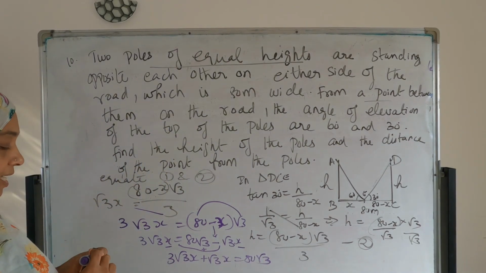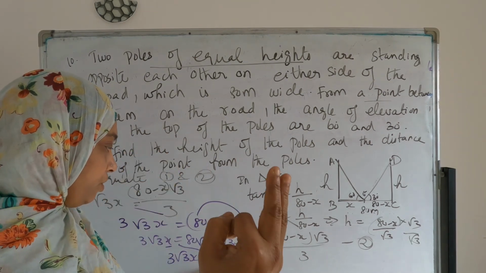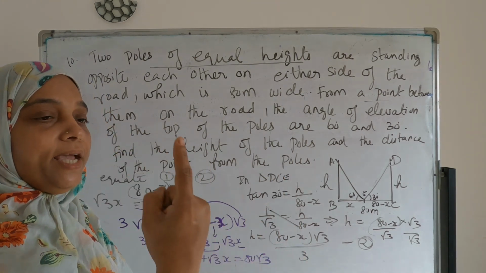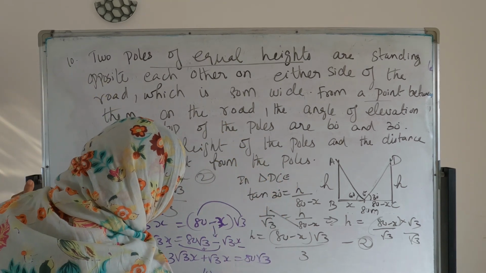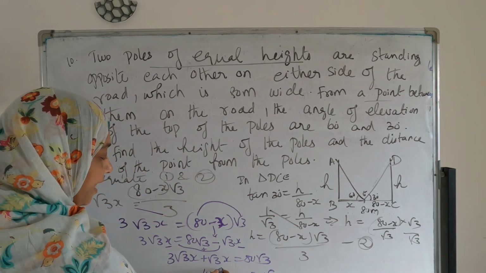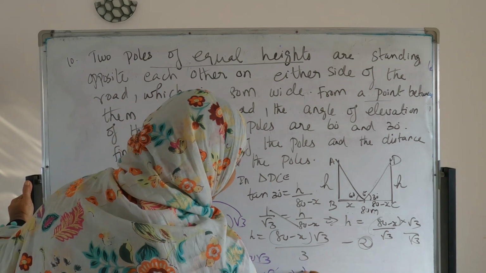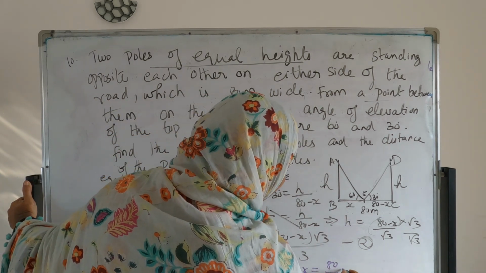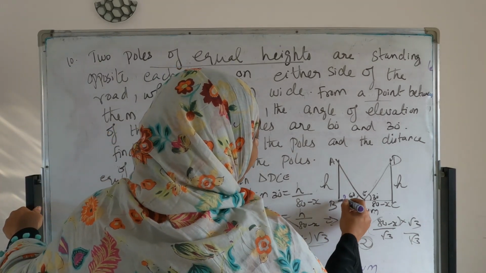So 3 root 3 plus 1 root 3, how much? 4 root 3. So 4 root 3x equals 80 root 3. Now cancel root 3, and x is equal to what? x is equal to 80 by 4, that is 20 meter. So this is the 20 meter we found.